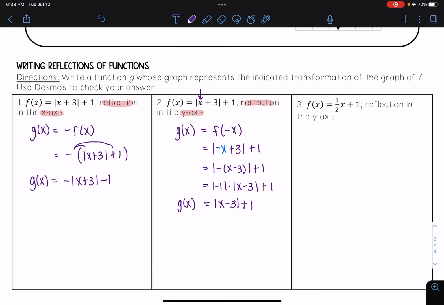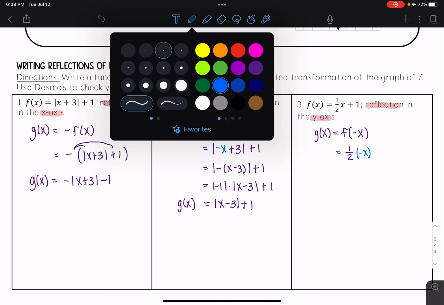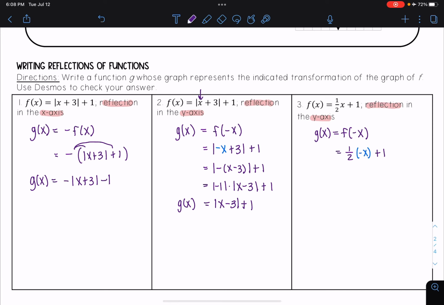Okay, now let's look at one last one. Here I have f of x is equal to 1/2 x plus 1, and I want to do a reflection in the y-axis. Since I'm reflecting in the y-axis, I again want to multiply my inputs by -1. So I have g of x is equal to f of -x. That means I am replacing my x here with -x. And so when I do that, -x times 1/2, I get that g of x is equal to -1/2 x plus 1.